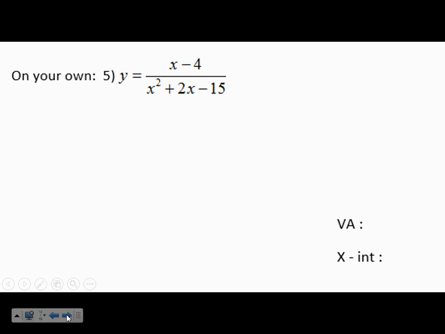So do this one on your own. This one's not too bad because the numerator is already factored. Hit pause, do this one quick, and then watch me do this one once you're finished.